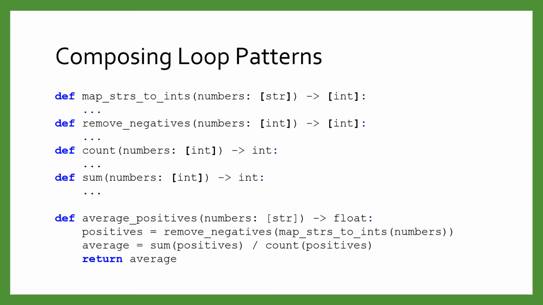Instead, let's focus on defining functions to solve each part of the puzzle in turn. We define a map_strs_to_ints function that maps string conversion over a list of strings. We define a remove_negatives function that filters out negative integers. We define a count_and_sum function that consumes lists of integers to accumulate. Then, we can compose those functions as needed into an average_positives function.